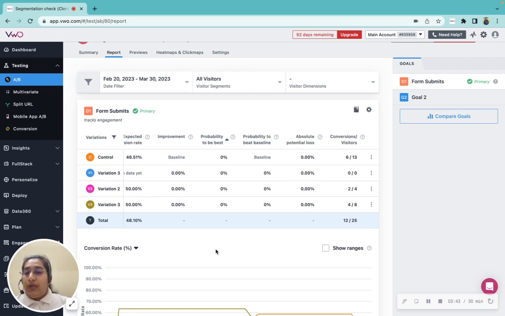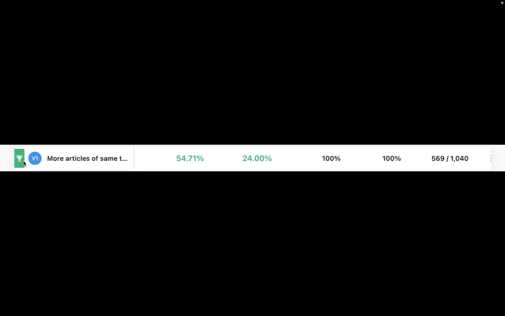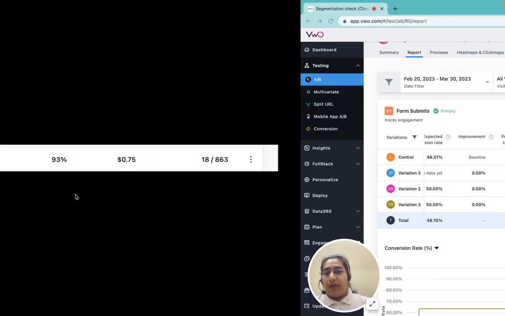So that's how you can take a call about whether you want to deploy a smart decision while VWO is declaring a winner, or you would want to simply wait for a winner to be declared and deploy that specific variation. To identify the winner, you will find a trophy icon. So this is how you can differentiate between a smart decision and a winner.